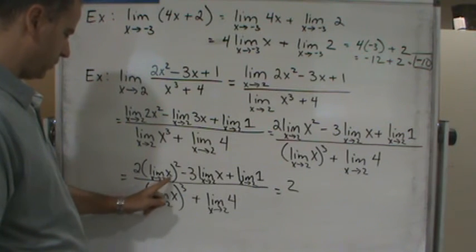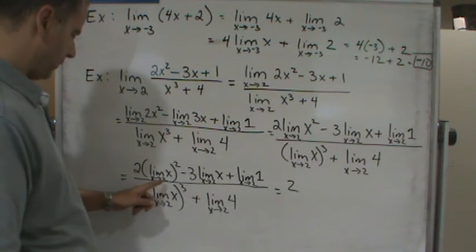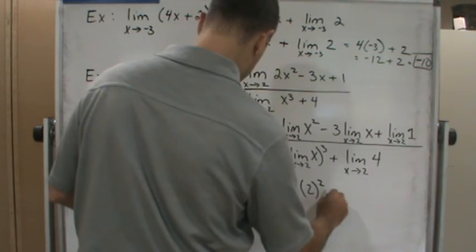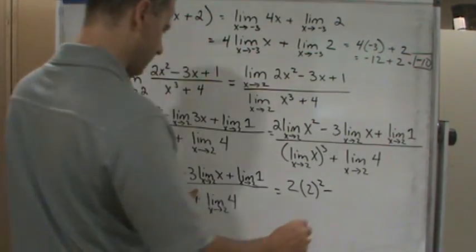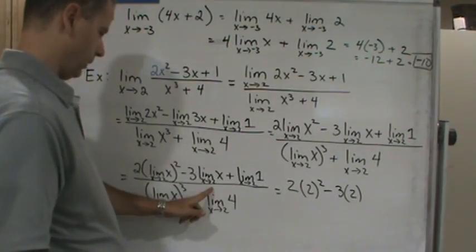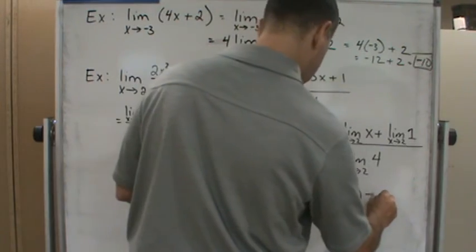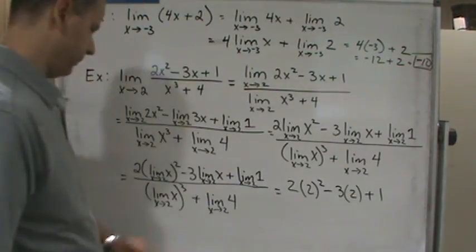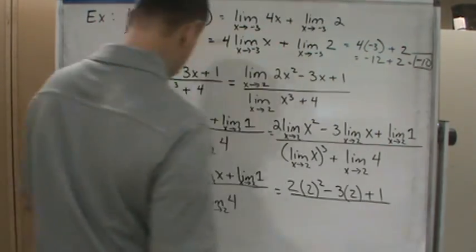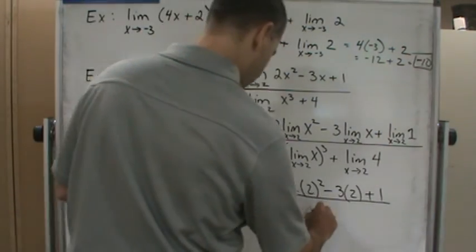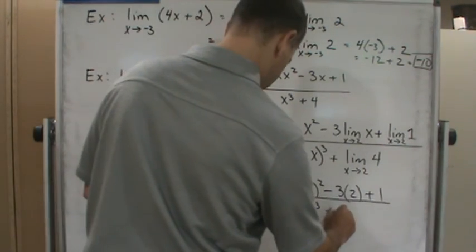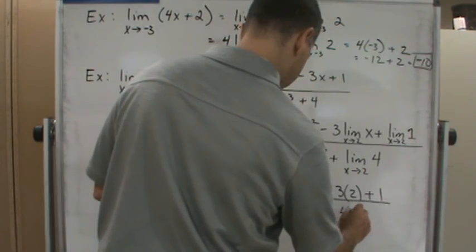The limit as x approaches 2 of x is going to be just 2. So this is just going to be 2 squared minus 3 times 2 plus 1. And then in the new denominator, we just have 2 cubed plus 4.